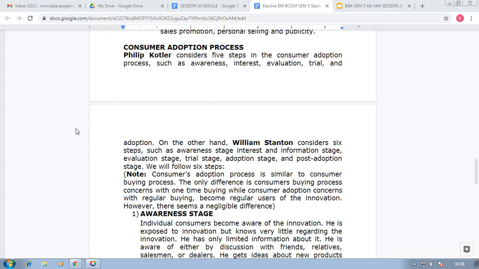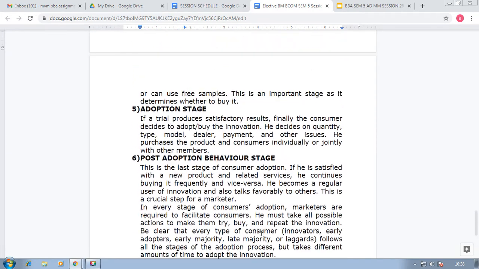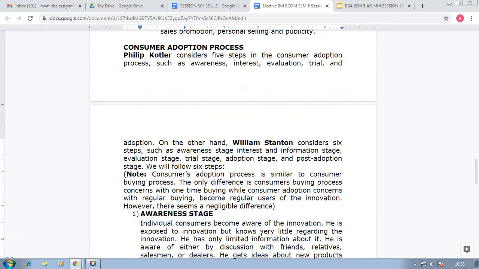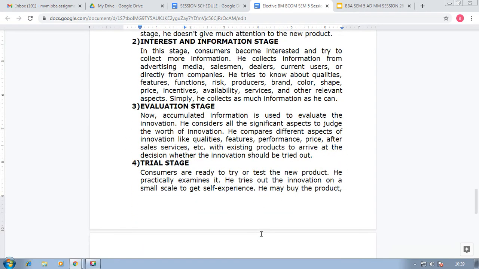In total, Stanton has described 6 steps, Kotler has described 5 steps. So in an exhaustive way, I have included here a total of 6 steps related to the consumer adoption process, students, that consumers follow when they want to purchase, when they want to go for deciding about a product. Every consumer passes through these 6 steps of the adoption process.